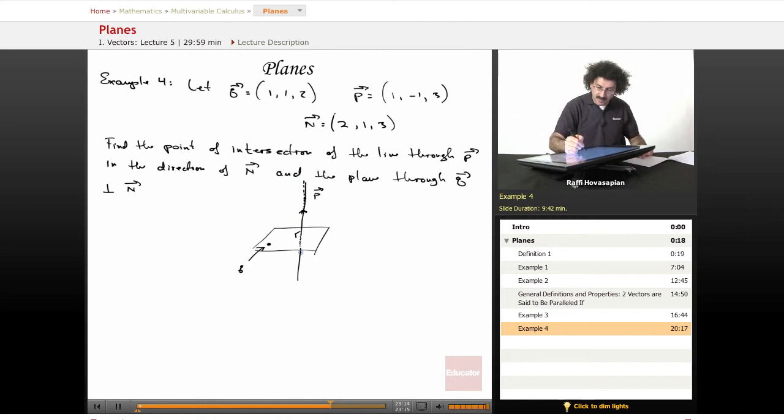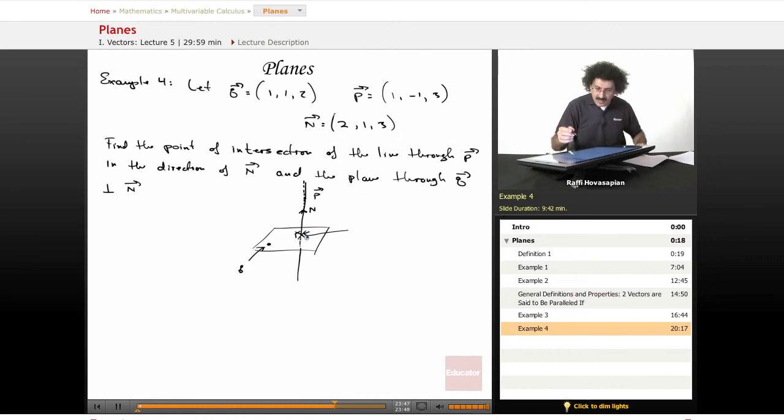Okay. So this is the line through P in the direction of N, and we'll call this vector N. N could actually be anywhere, it doesn't really matter. I just happen to put it right on top of the line. And it's perpendicular to the plane through Q. So what we're looking for is basically this point right here, this point of intersection, this X. Where does the line actually cross that plane? Okay, so let's see what we've got here.